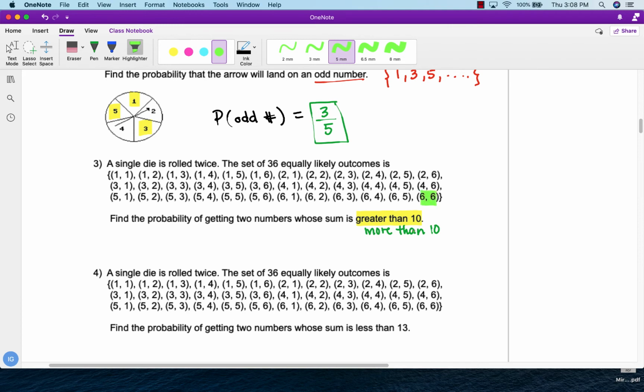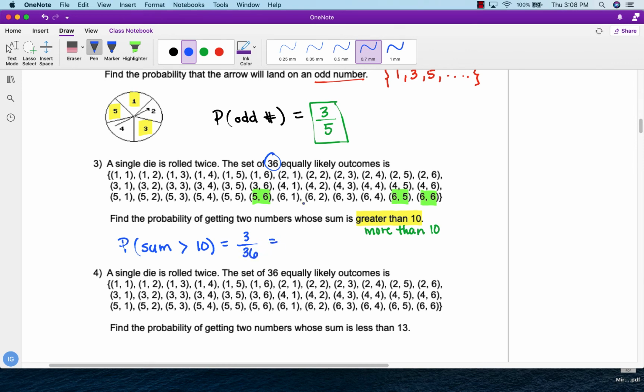6 plus 6, that's 12. 6 plus 5, that's 11. This is 10, that's not good. 5 plus 6 is 11. And I think that's it. So the probability the sum is more than 10 is only going to be 3 out of the total possible outcomes, which, they tell you right here, is 36.